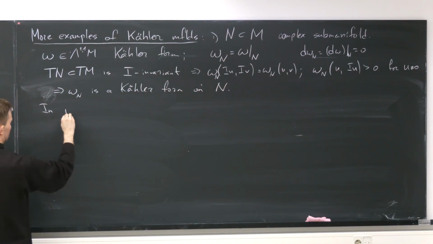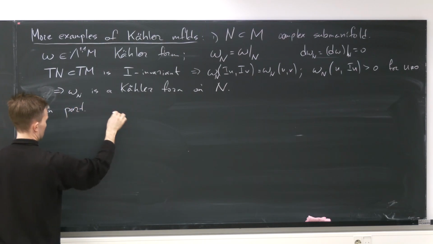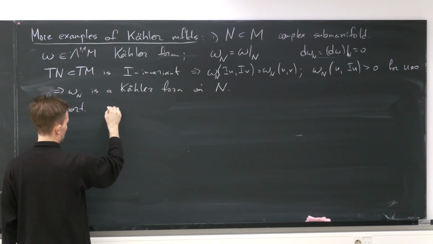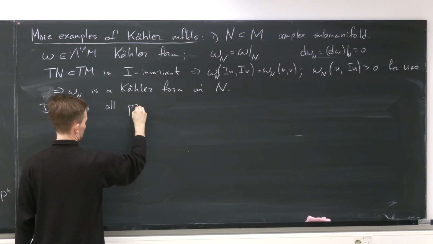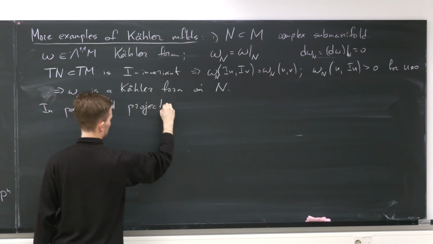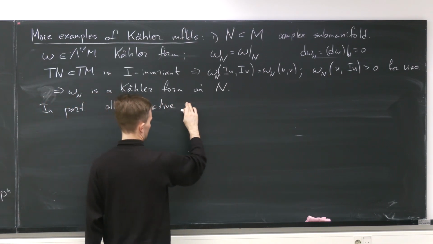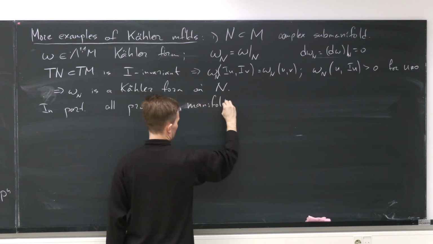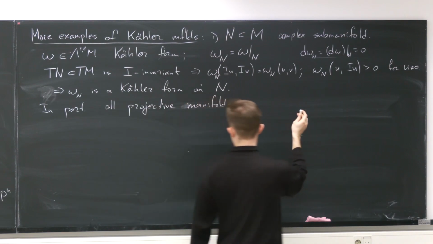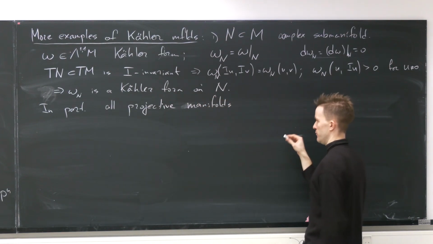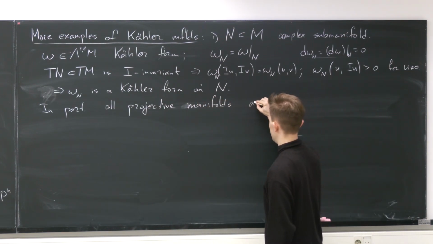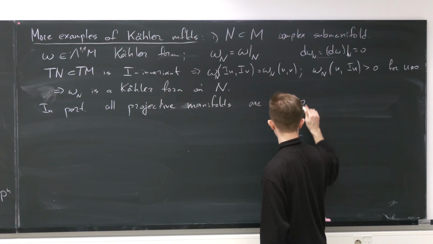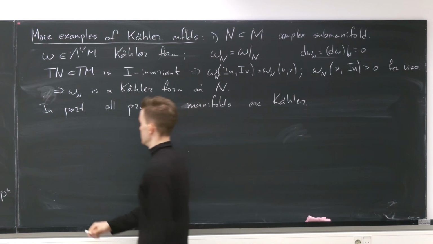In particular, all projective varieties or projective manifolds, because we don't want to assume that they are singular, we want to assume that they are smooth, so all projective manifolds are Kähler. Okay.